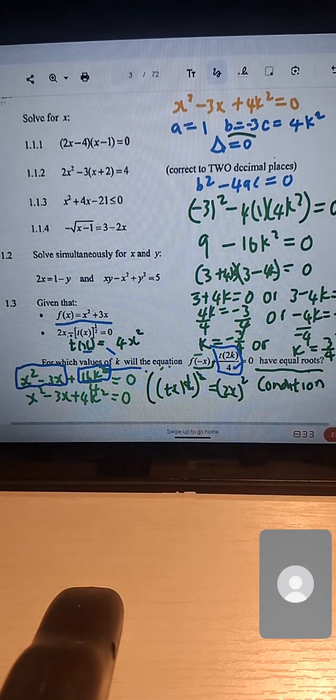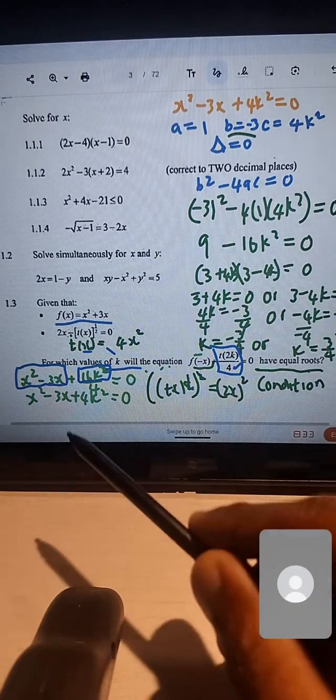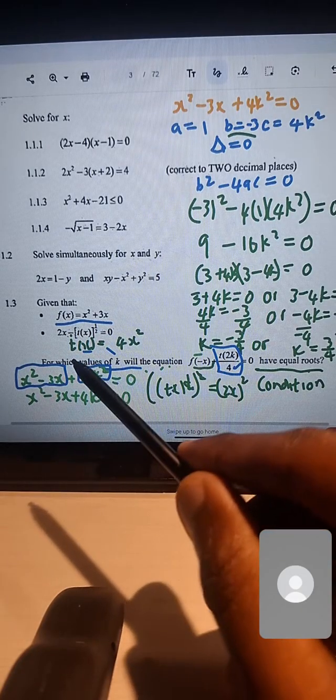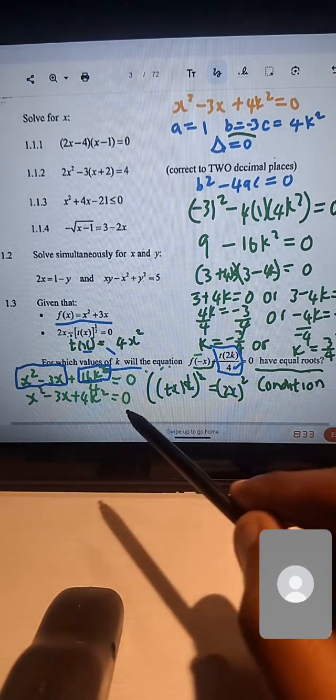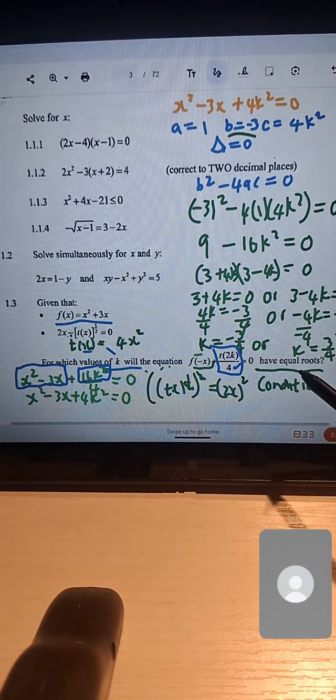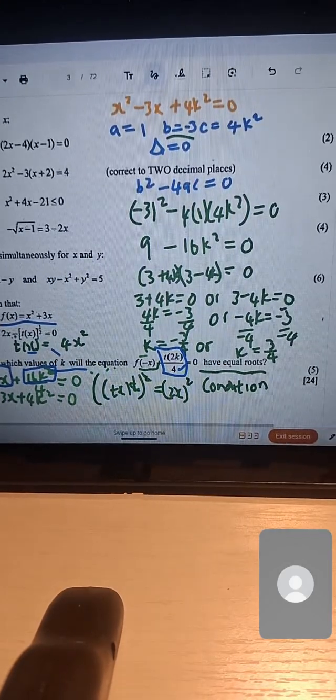Now I think you are at a place where you should know what to do. What are they asking you? For which values of k will this equation have equal roots? I say the discriminant must equal 0. You are done, my guy. And I'm sure you will be able to chow the marks after that. It's chow time.